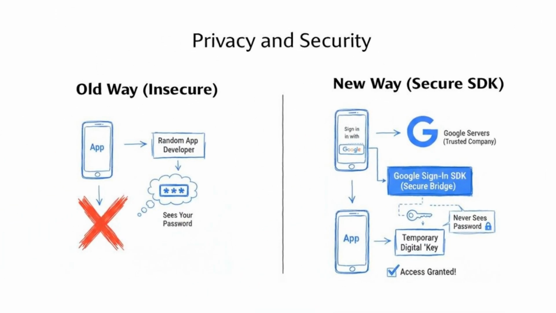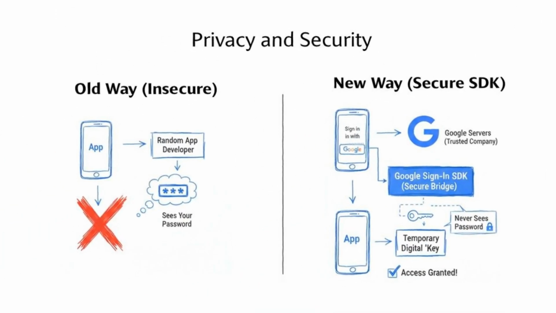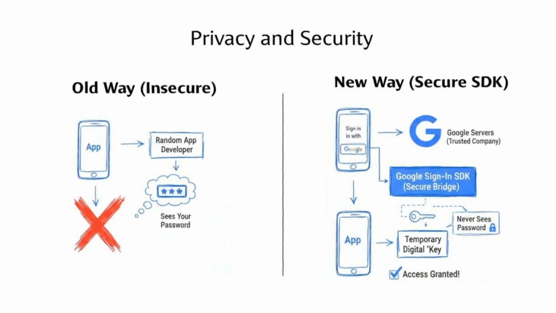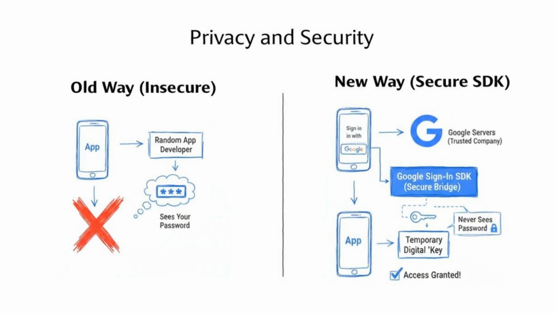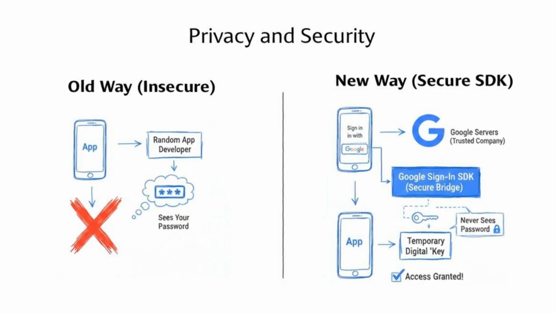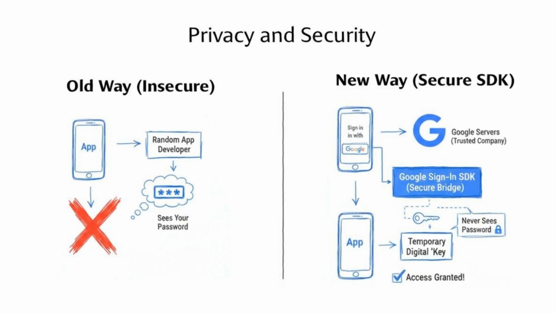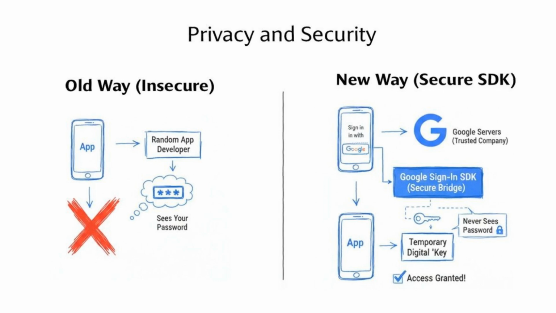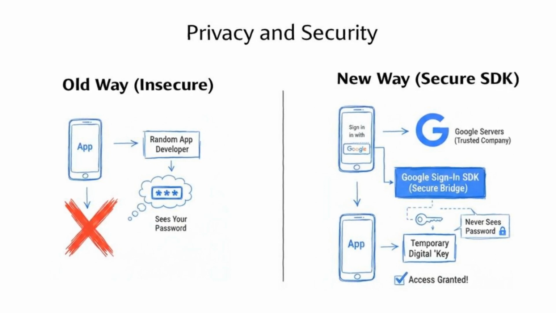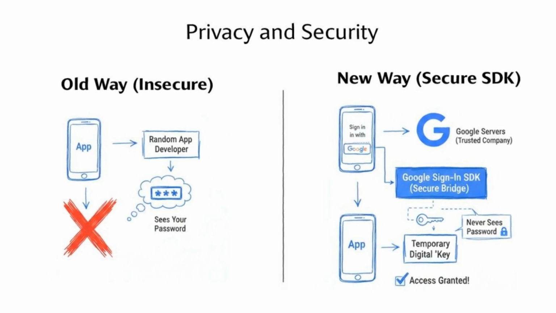Privacy and security. This affects your privacy directly. When an app uses a sign-in with Google SDK, the app developer never actually sees your password. The SDK acts as a secure bridge. It asks Google, is this person legit? Google says yes and hands over a temporary digital key. This keeps your data in the hands of the big companies you trust, rather than a random app you just downloaded.